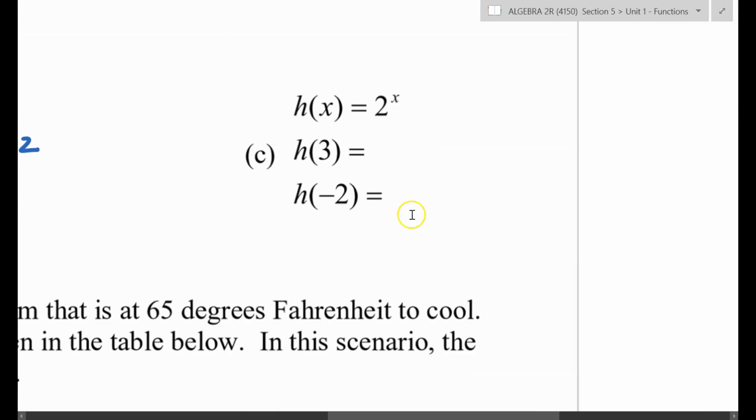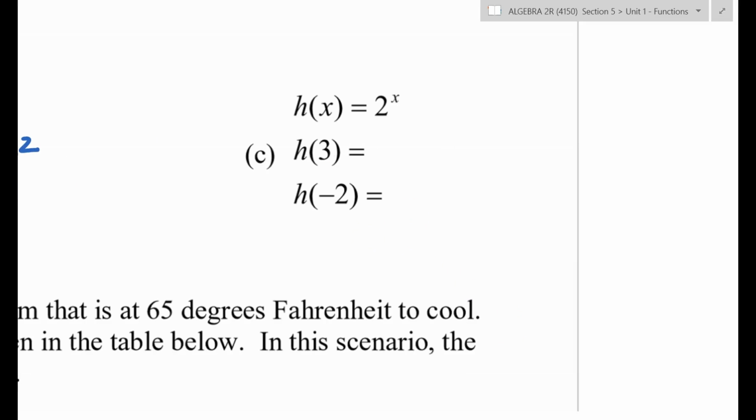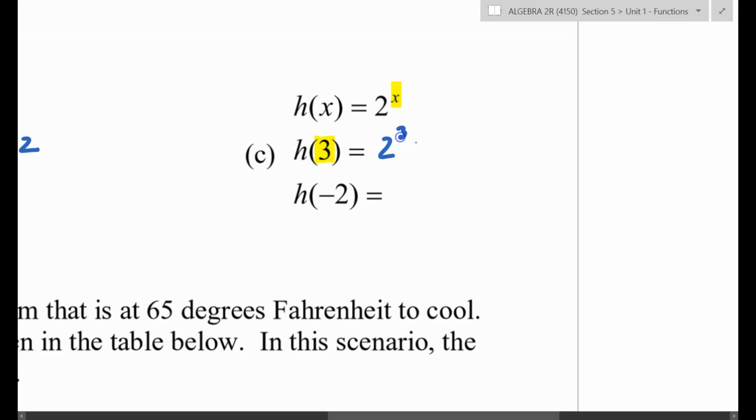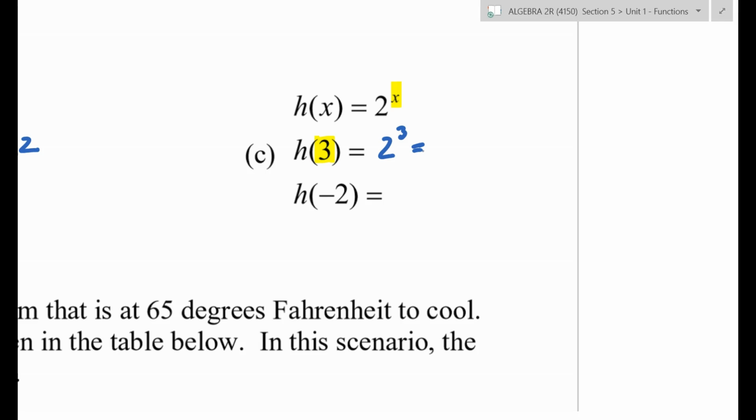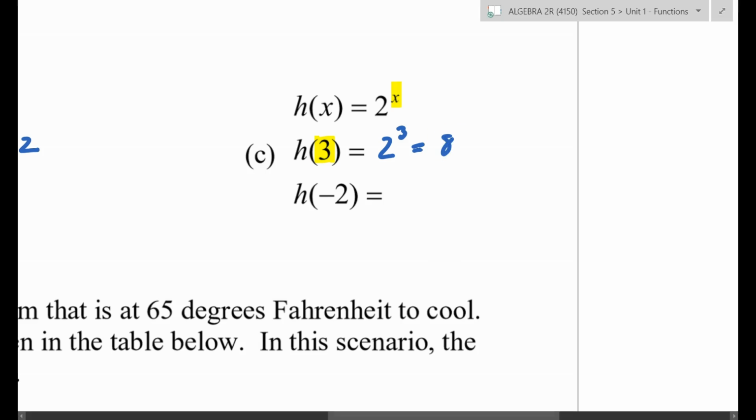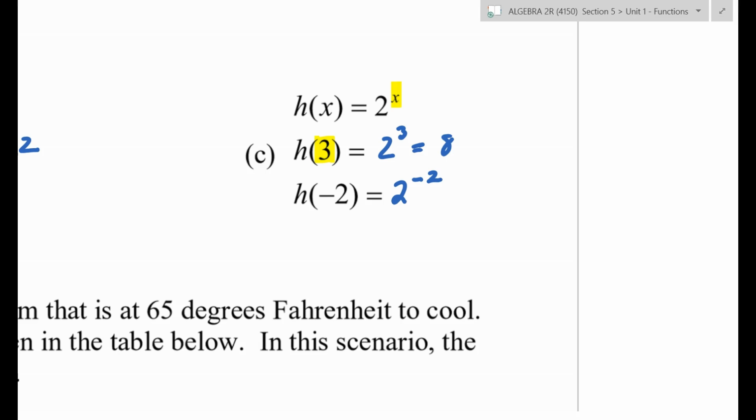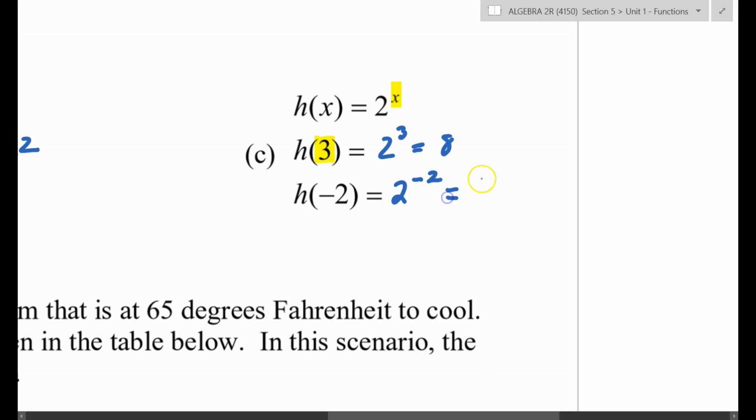What am I going to do here? We're going to take the 3 and plug it in for the x. So what's it going to be? 2 cubed. What's 2 cubed mean? 2 times 2 times 2, which is what? Don't say 6. 8. And here I want to evaluate 2 to the negative 2. Well, if you typed it in your calculator, guys, you're going to get 1/4. Just trust me. We'll talk about why at a later date.